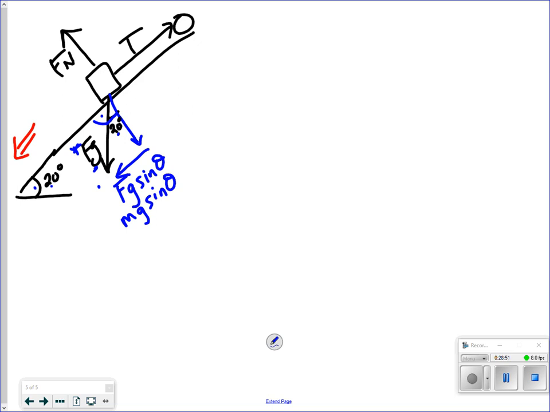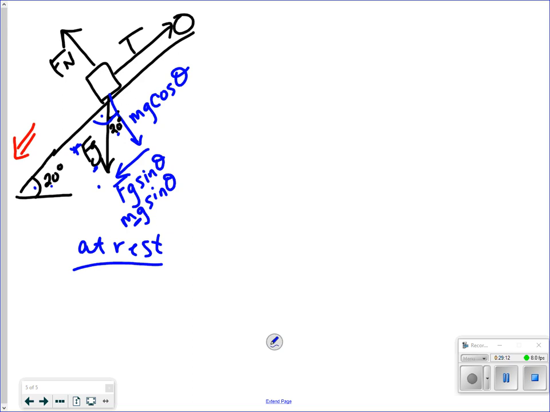So perhaps the habit of this instead is a better habit to be in. All right, and this is going to be mg cosine theta right here. Okay, that's how you break up an inclined plane. Now, let's assume we're at rest. There's all sorts of twists on these problems, right? But let's assume at this point we are at rest.